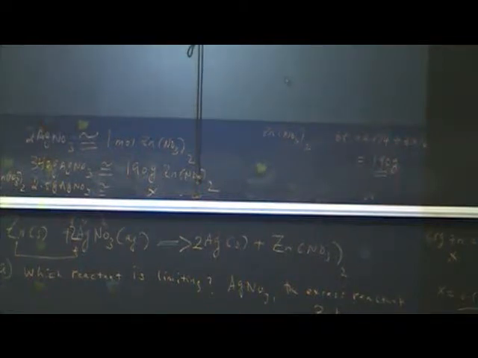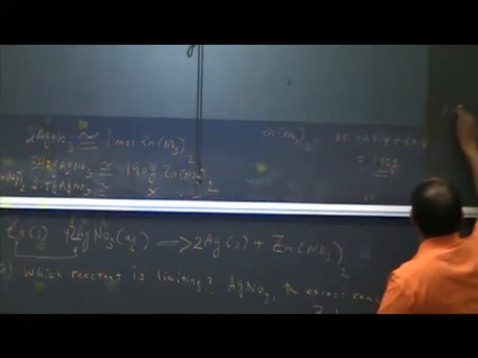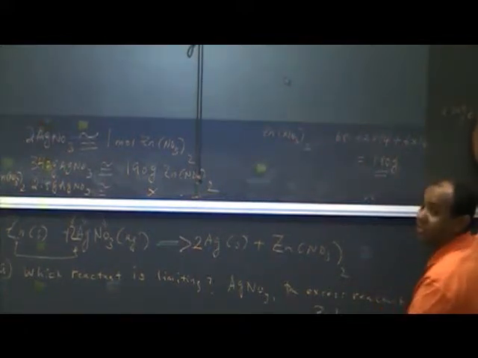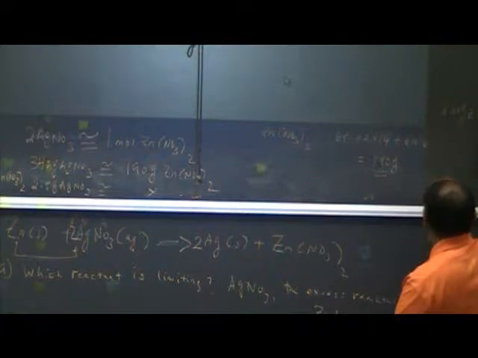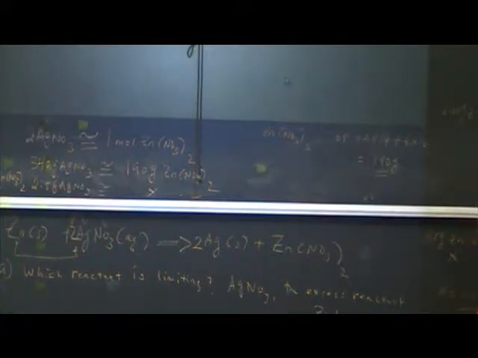Okay, let's see. We said that 0.48 gram of zinc is needed for 2.5 grams of silver nitrate. We subtract 0.48 from 2 grams. 2 grams of zinc was the excess reactant, but the amount of zinc needed was 0.48 grams. So if I subtract 0.48 grams of zinc from 2 grams of zinc, what do I get? 1.52 grams of zinc. This is unwanted. This is excess.